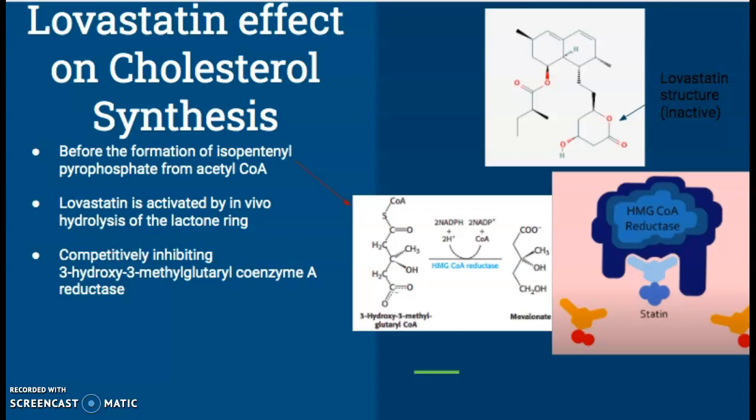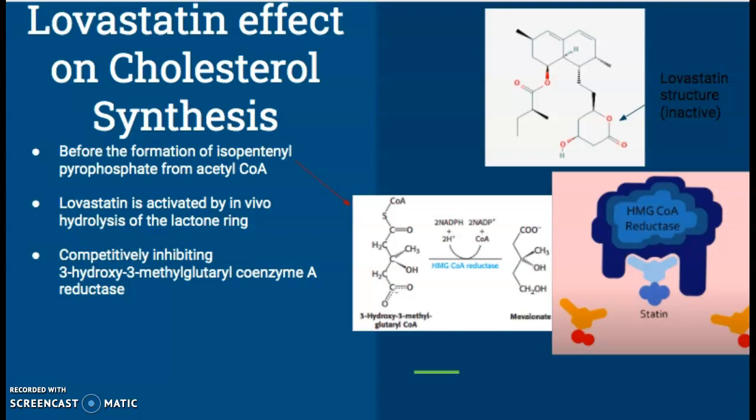HMG-CoA reductase. And here we can see a statin, in our case, what we're talking about, lovastatin, binding to this enzyme. And as we know, if we can fit something else in that enzyme other than this 3-hydroxy-3-methyl-glutaryl CoA, it's basically going to prevent this molecule from being turned into mevalonate. From there, the liver makes less cholesterol, so there's not going to be as much cholesterol circulating through the blood.